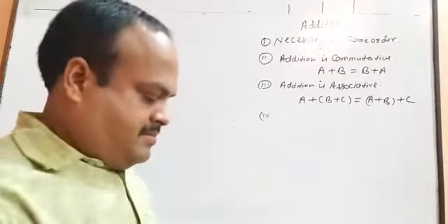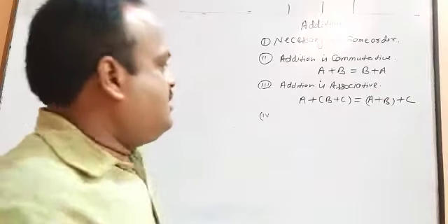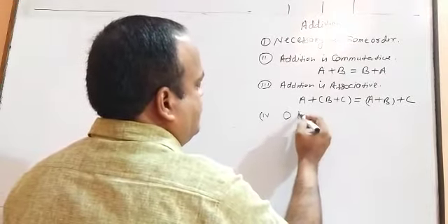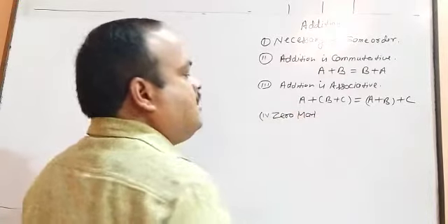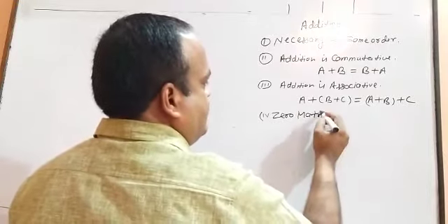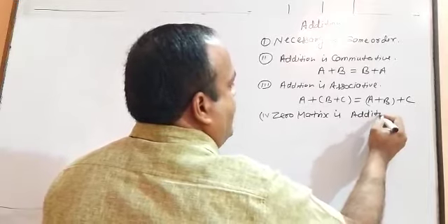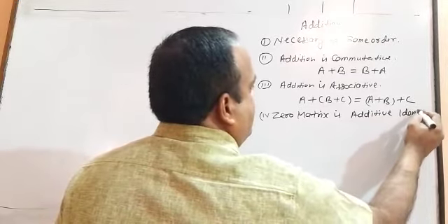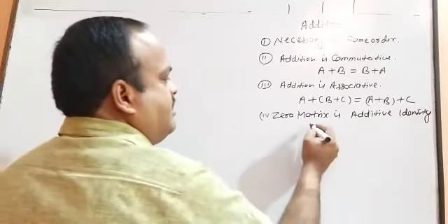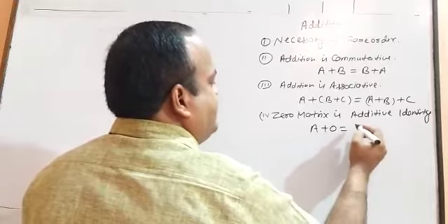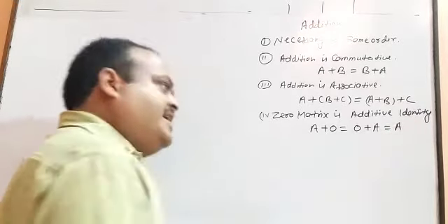Fourth one, zero matrix or null matrix is the additive identity matrix. Means when we add the zero matrix with A, it remains A.